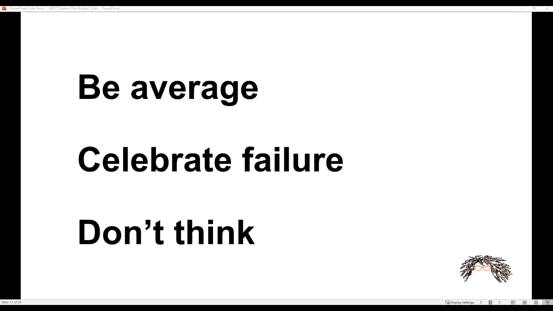All right, so here we are, we're going to be average, celebrate failure, and then finally just don't think. I need you to not think. We're really aiming for hyper creative space. There are other times we need to be more thoughtful or more picky or more slower. Right now, let's just let it roll.